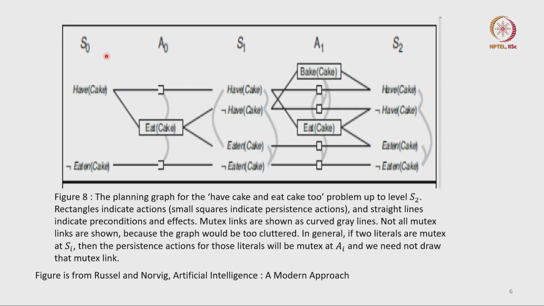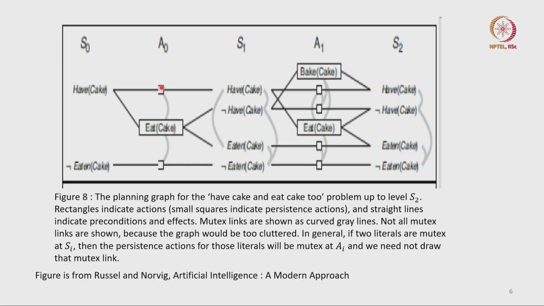So we can see that in level S0, we have cake and not eaten cake. So this is what is true at level S0. Then you look at all the actions that are possible. If you have cake and you eat cake, then you'll have eaten cake and you'll also not have cake. And you also have what are called persistent links.